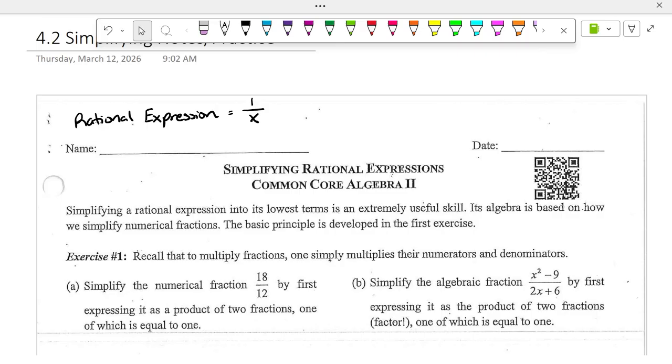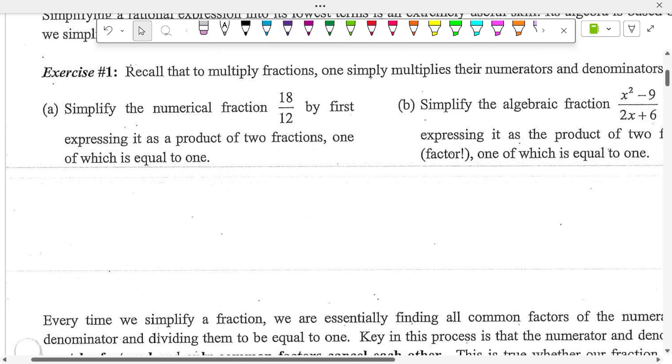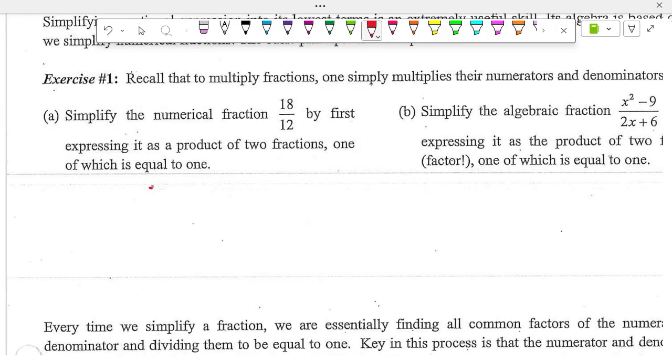Now, simplifying rational expressions is really similar to just simplifying fractions. All right. So let's first try simplifying a regular fraction. So we're going to represent 18 and 12 as a product of two different numbers, but we want them to be consistent. So what's a number that we know that 18 and 12 can both be divided by? 6. So we're going to rewrite this as 6, 6.